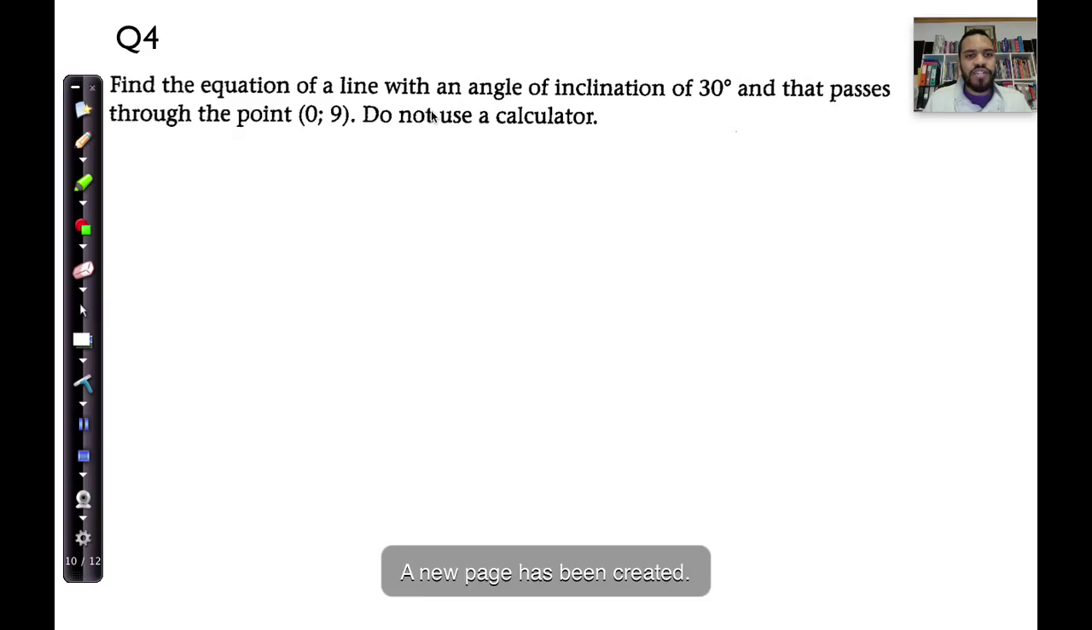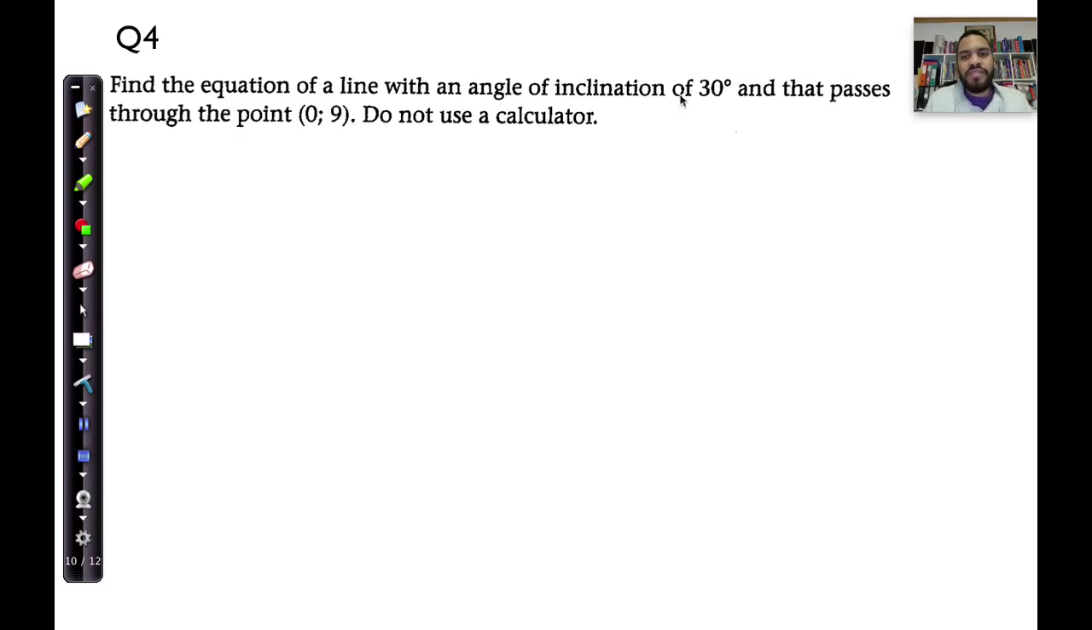Let's clear the page and let's read this over here. Find the equation of a line with an angle of inclination of 30 degrees that passes through that point. Now, there's one formula I didn't speak of at the beginning, but it relates to gradient, and it's also amongst the well-known formulae: tan of the angle of inclination is equal to the gradient of that line.